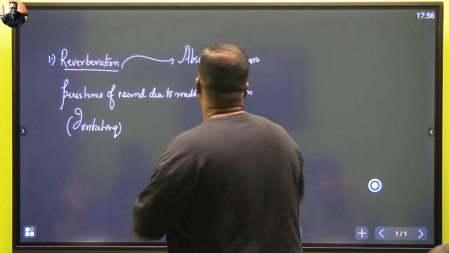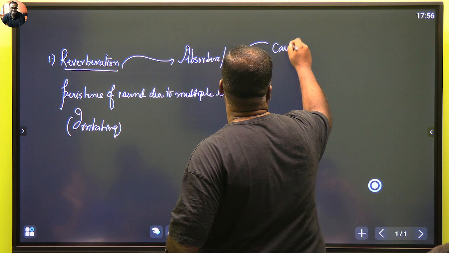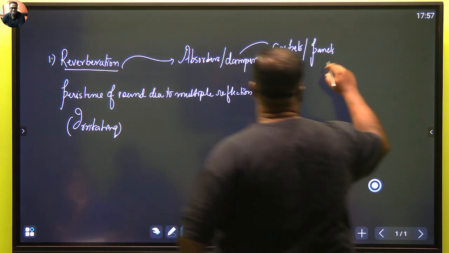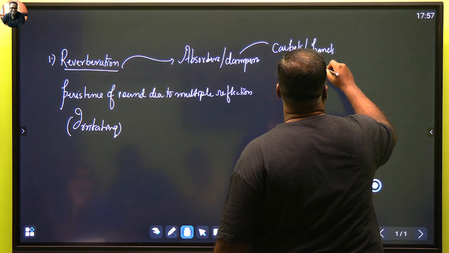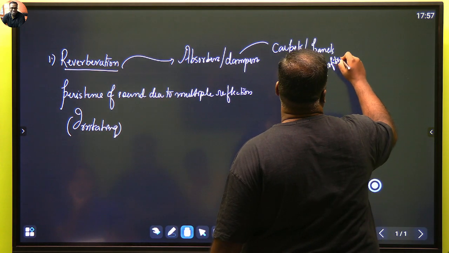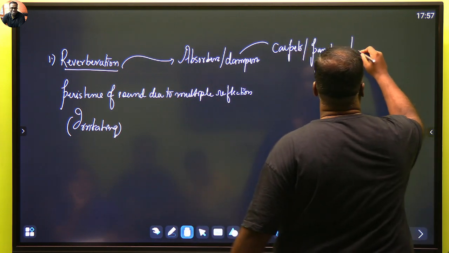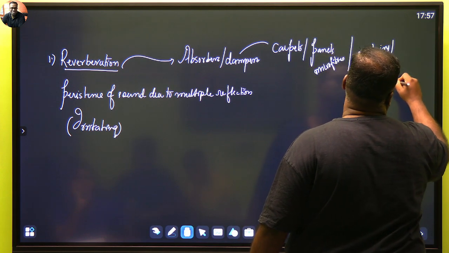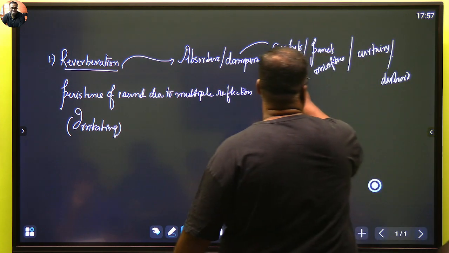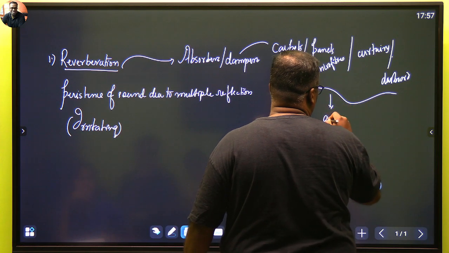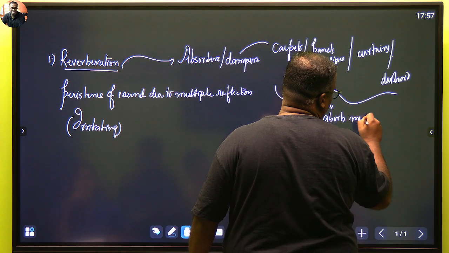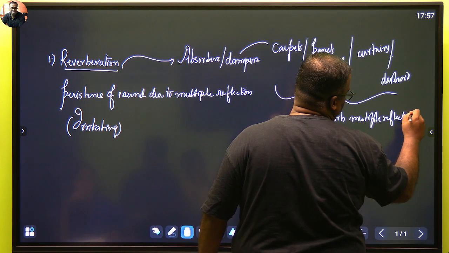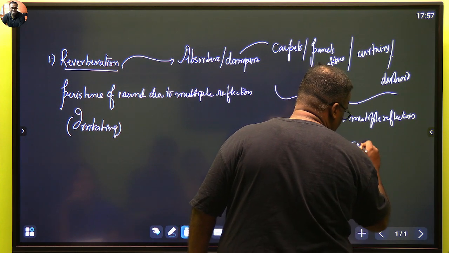So what do these absorbers do? Absorbers can be things like carpets, they can be panels, okay, panels which are made up of microfibers. Then you can have curtains. Then you can have dashboards, and all their job is to absorb multiple reflections and give you one sound.